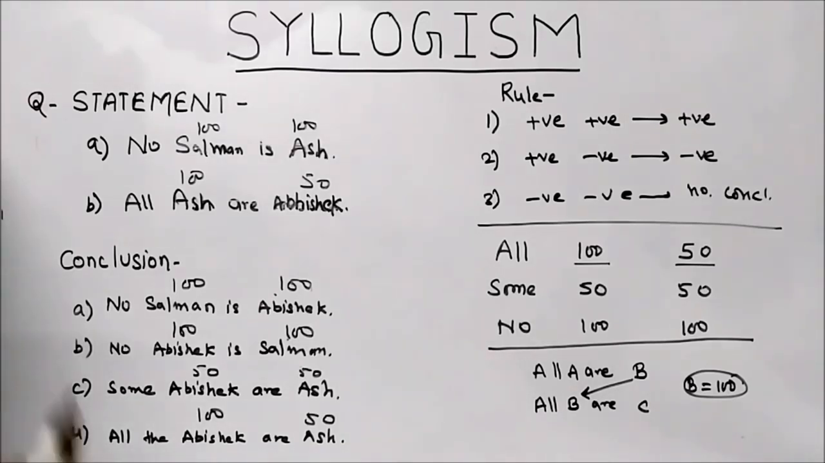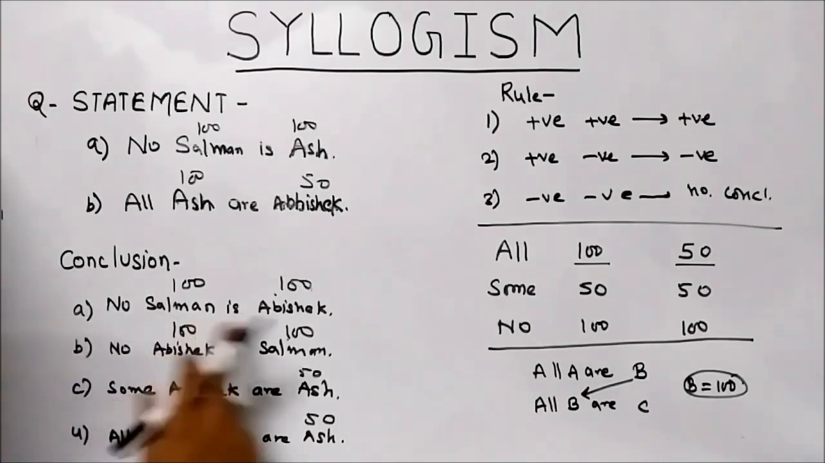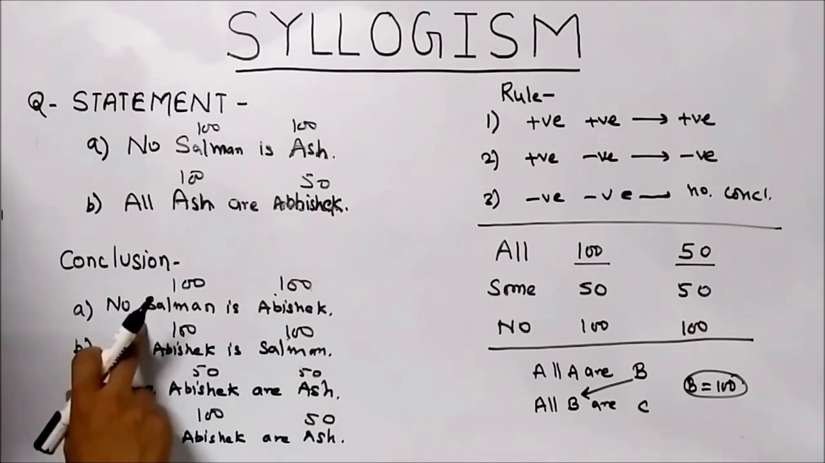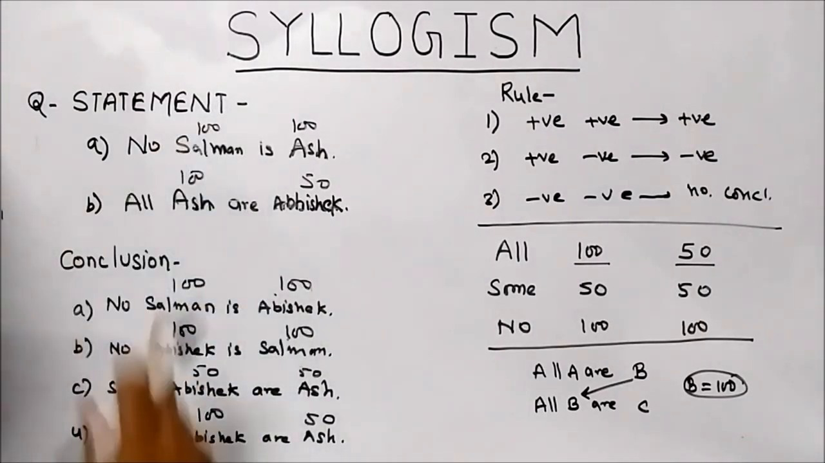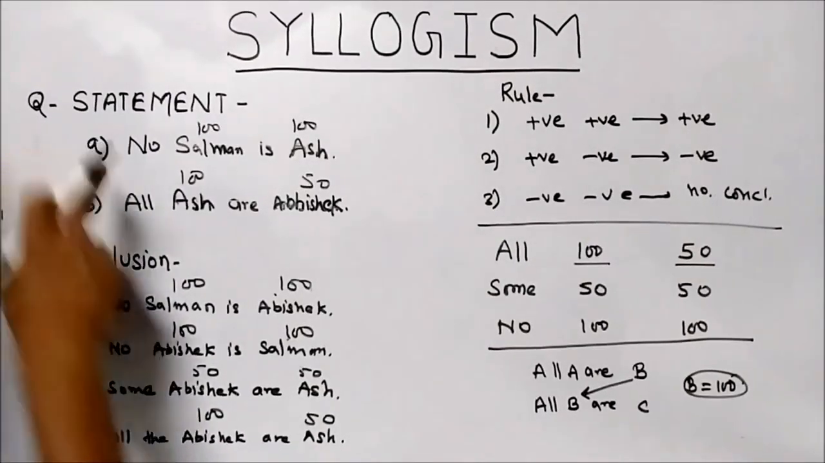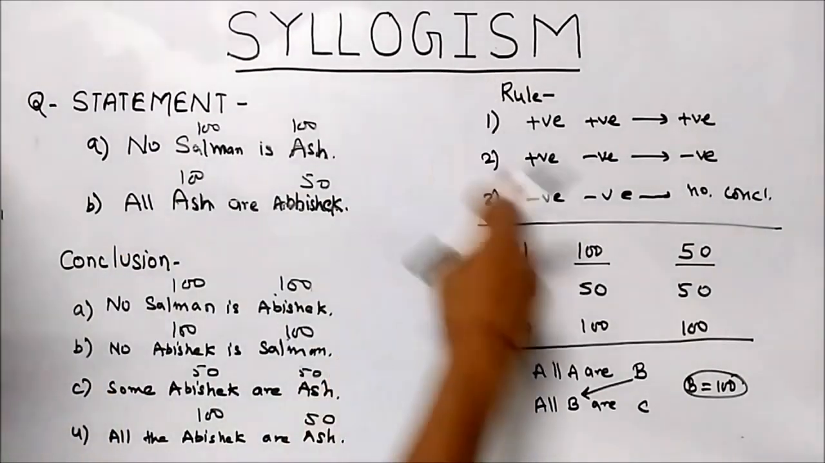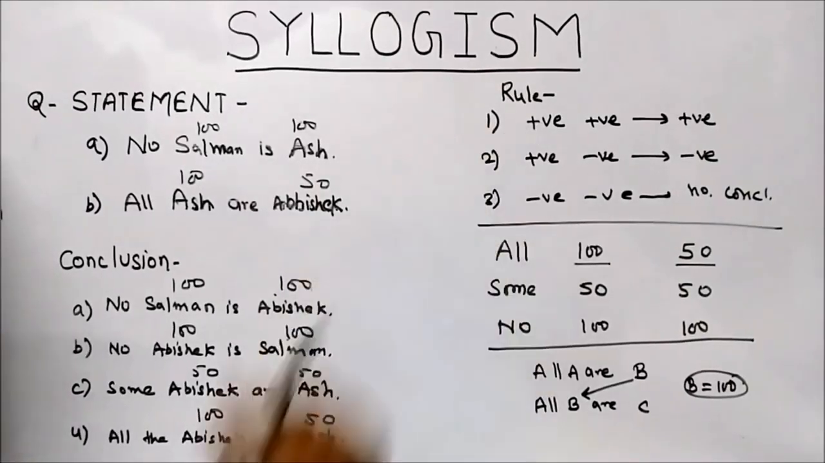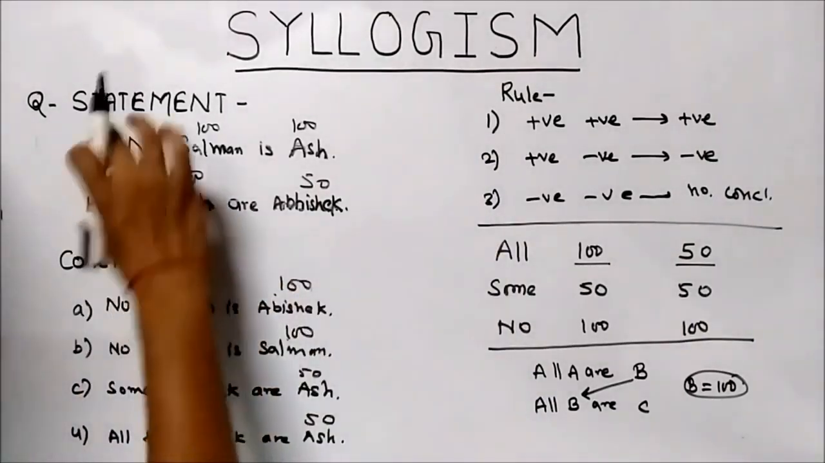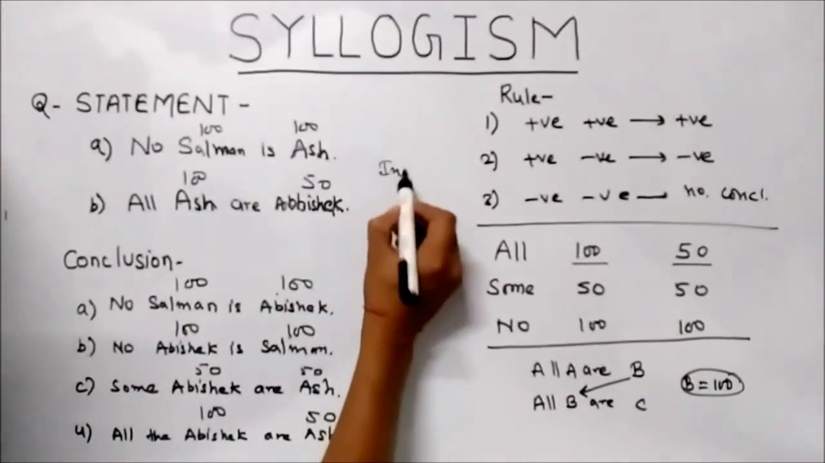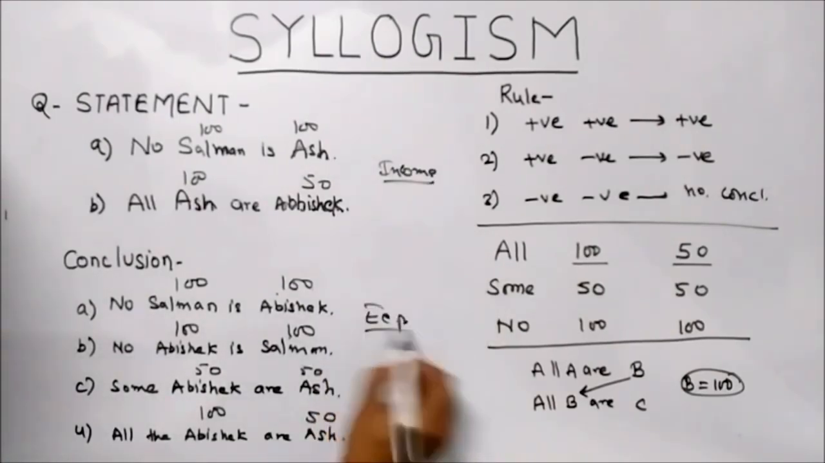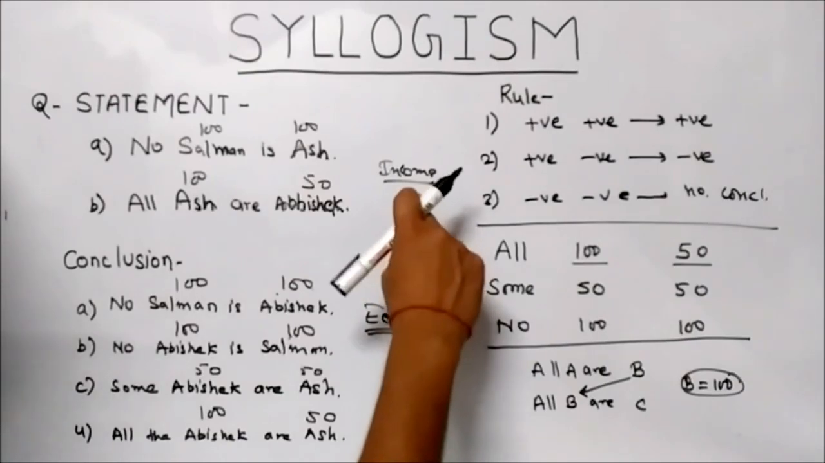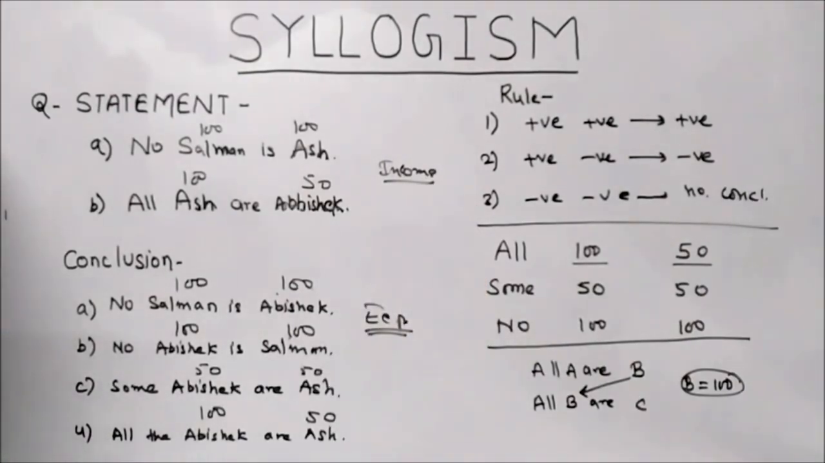Now we have the first conclusion: no Salman is Abhishek. The conclusion is negative. That means one of the two statements must be negative. Here statement 1 is negative and statement 2 is positive. So in statement 1, rule number 1 is applied. Now check the values. The statement part is income and the conclusion part is expenditure. So income can never be greater than expenditure.